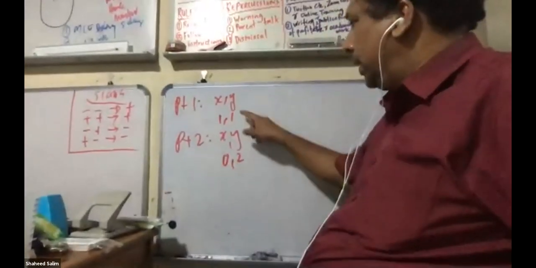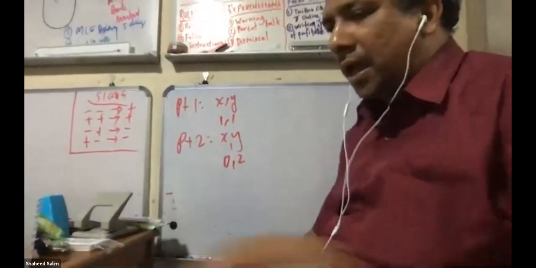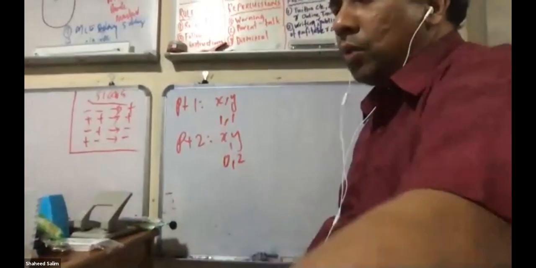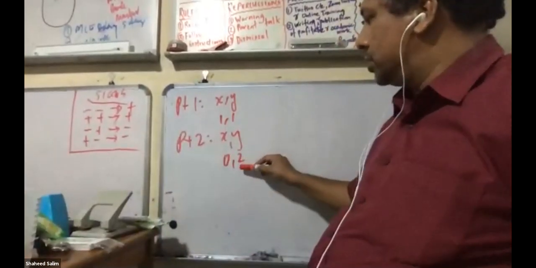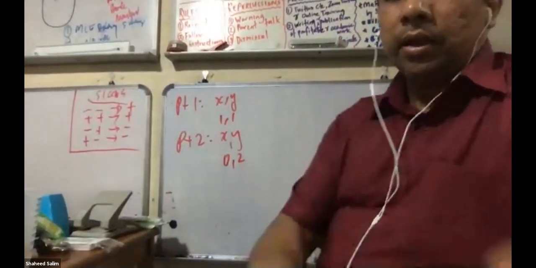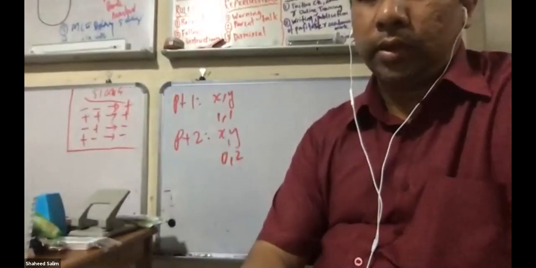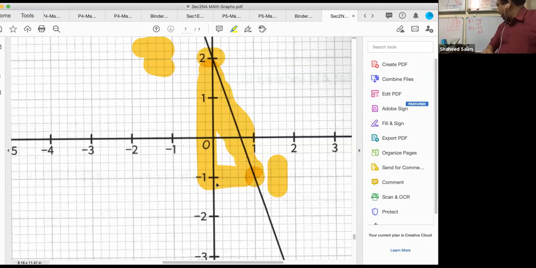Down here, you agree that the 2 points are as shown. One is 1, 1. The other one is 0, 2. Correct? If you don't believe, I'll show you now. Can you see point 1? 1 minus 1. Sorry, 1 minus 1. And then the second is 0, 2. X is 0, y is 2.